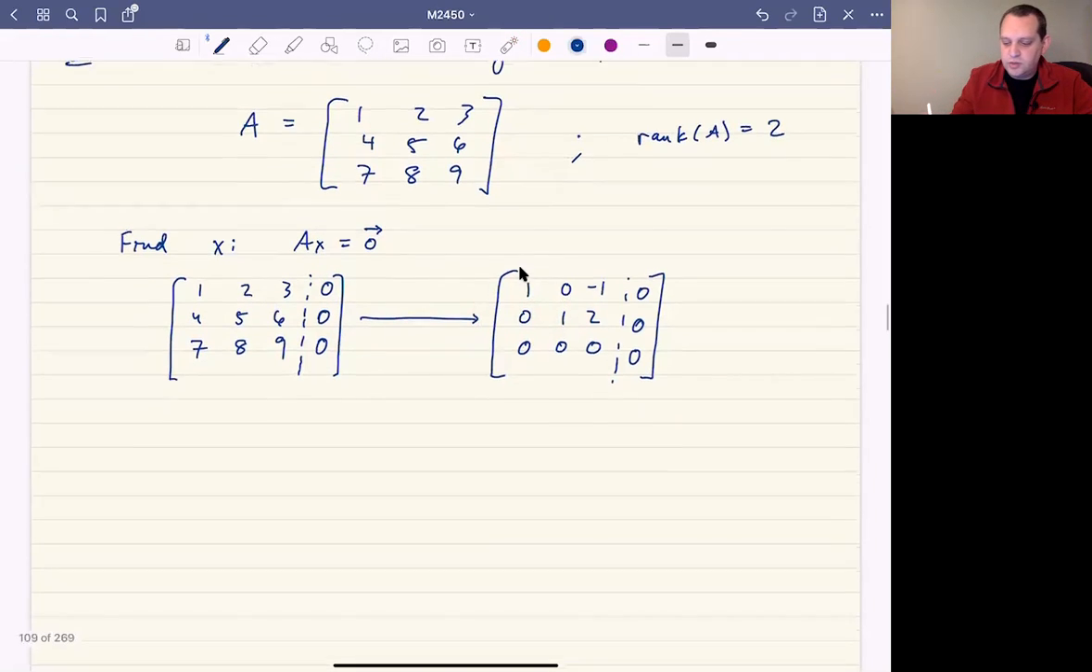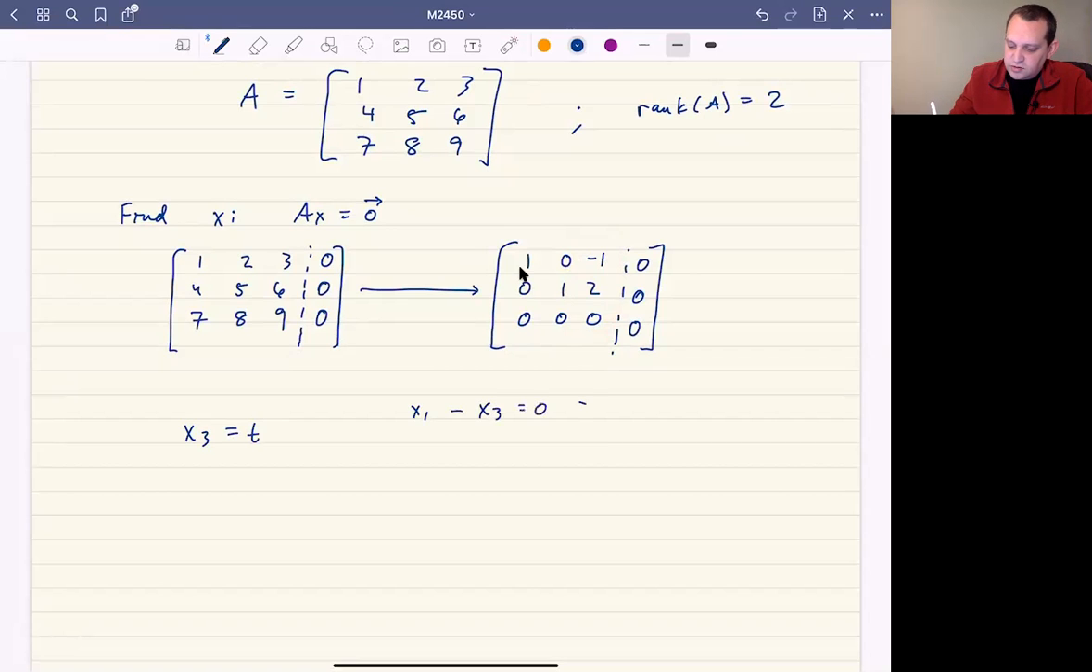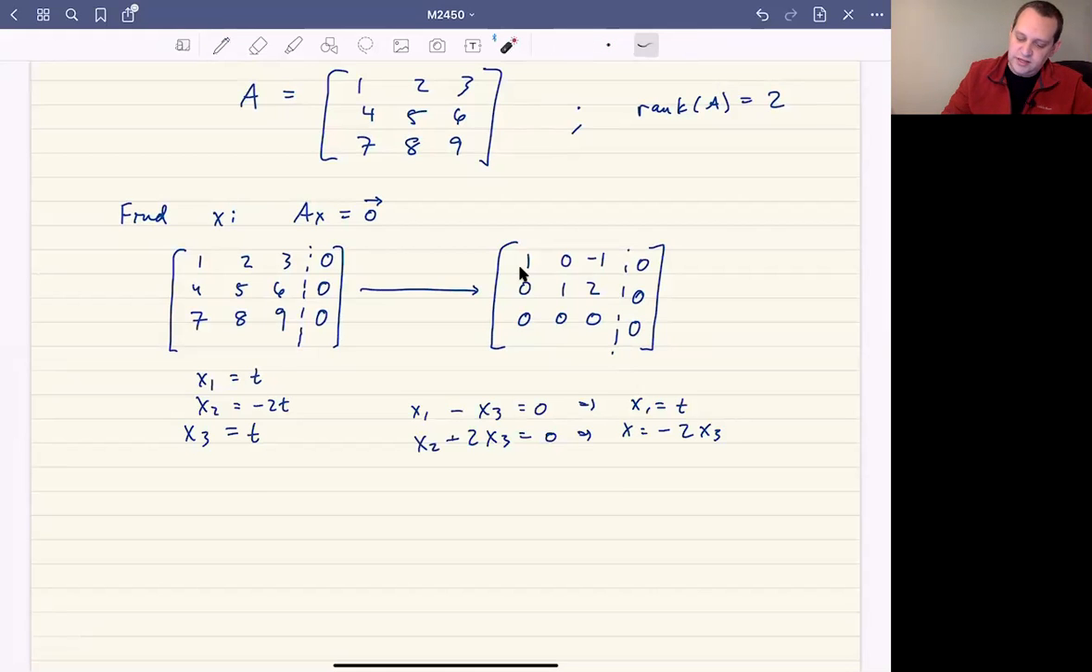What we're going to do is parameterize. Maybe we can let our third variable, say x3, be t. Then the first equation says that x1 minus x3 is equal to 0, so x1 is x3. So x1 is also t. And then x2 is going to be minus 2t, because the second equation says x2 plus 2x3 is 0. That means that x2 is going to be negative 2x3, or negative 2t. So what this means is that we have our solution set.